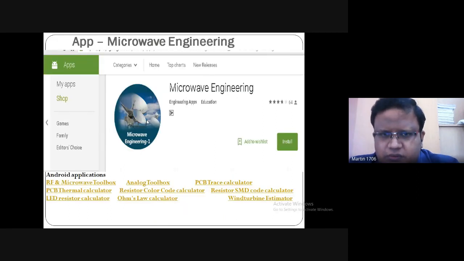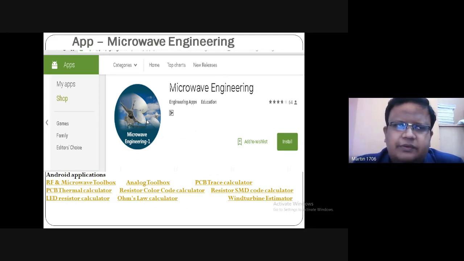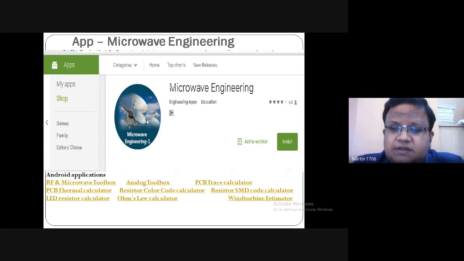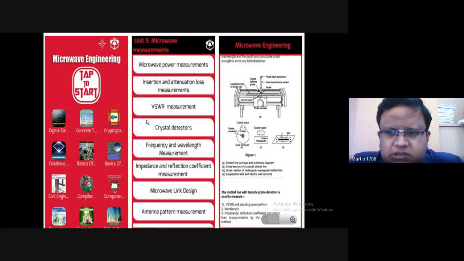Okay, so I already told you in the last class about some of the microwave engineering apps. I hope everyone is aware of the Play Store app, so just search for microwave engineering, RF engineering, or antennas, whatever it may be. Don't take the textbook. This is one of the textbooks, but we want some apps like this.